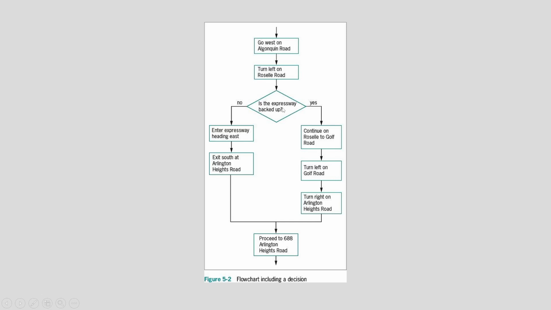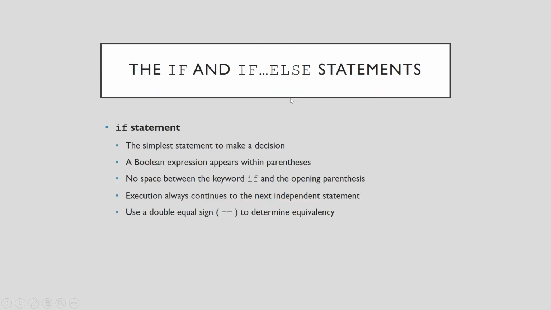The question is, is the expressway backed up? If it is yes, these are the steps to follow. If no, the other alternative steps are being followed. After that, the last step is being done. So, in decision-making logic, there are some alternatives that will not be executed, which depends on the value in this decision-making logic.